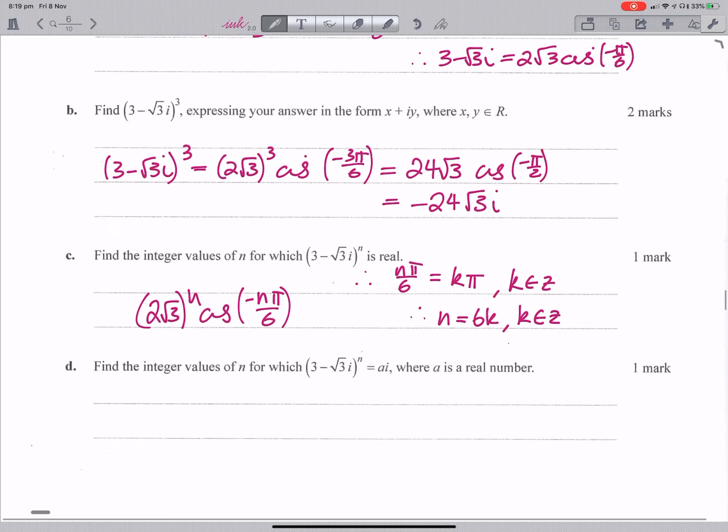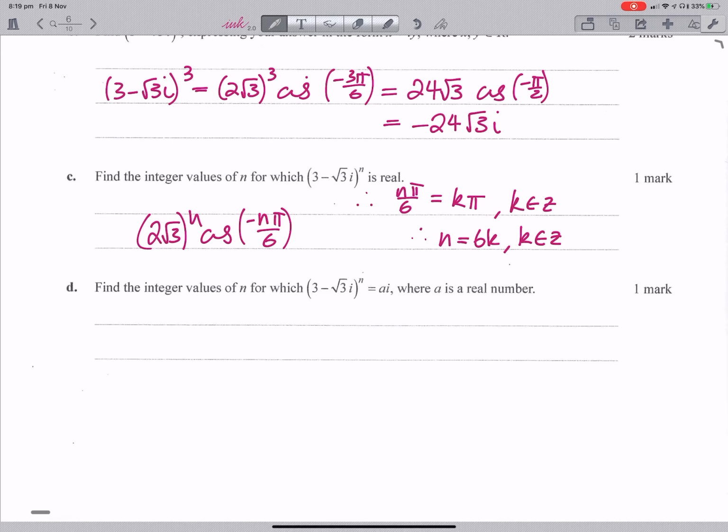Okay, find integer values where it's imaginary. So we've got the same thing, 2 root 3 to the n, cis negative n pi on 6. Therefore, negative n pi on 6 has to equal plus or minus pi on 2 plus k pi. We can forget about the negatives.